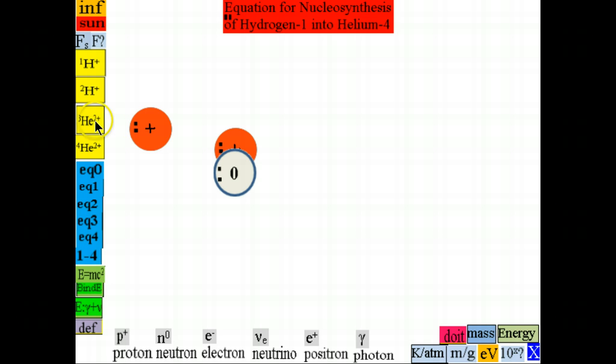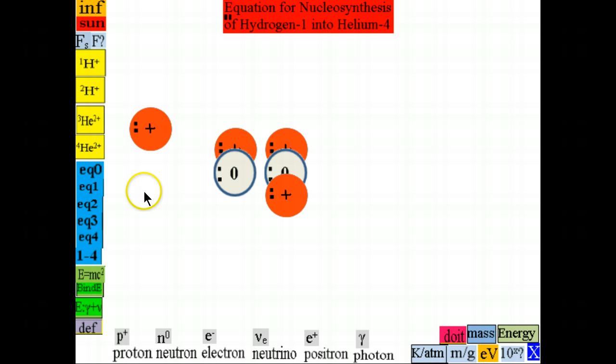other. If you add one more proton, you get a helium atom. This is called helium-3 because it has three particles, subatomic particles in its nucleus, two protons and one neutron. But because it has two protons in its nucleus, it is a different element from the one that has only one proton.